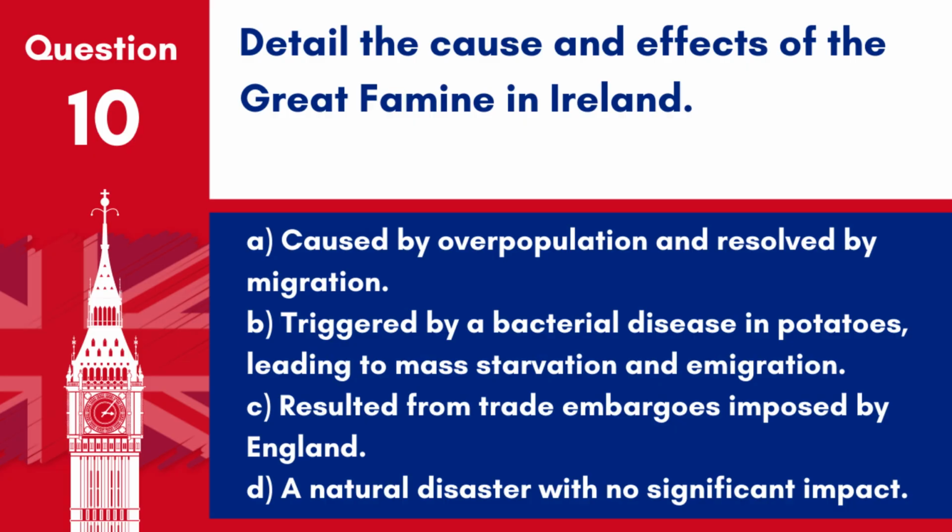Question 10. Detail the cause and effects of the Great Famine in Ireland. A. Caused by overpopulation and resolved by migration. B. Triggered by a bacterial disease in potatoes, leading to mass starvation and emigration. C. Resulted from trade embargoes imposed by England. D. A natural disaster with no significant impact.